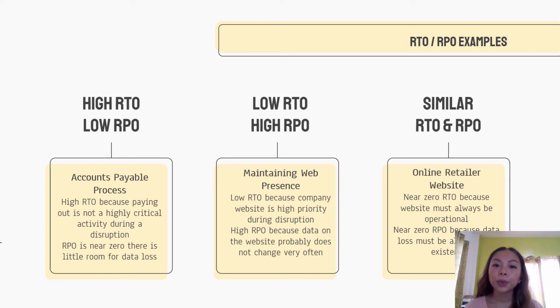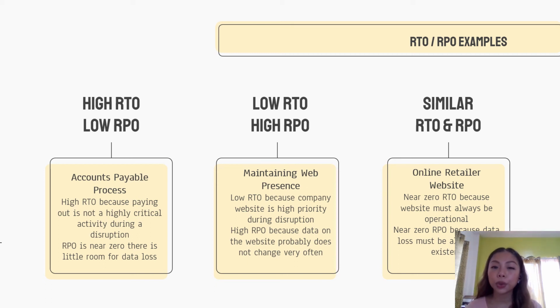However, the computer system itself has valuable data on it, and any loss of that data will result in the team no longer having a way to tell what checks have been previously cut or what invoices have been submitted recently. In this situation, there's little to no room for data loss, so the RPO is near zero.